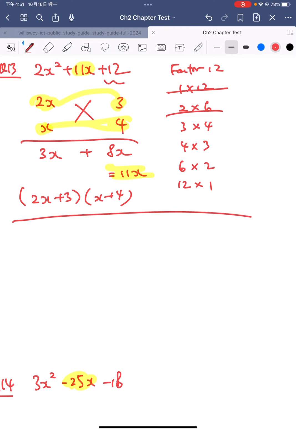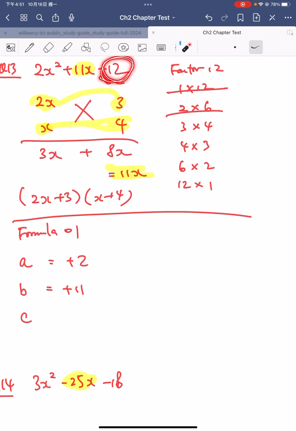So if you still remember, we can use the formula mode 0, 1. So they were asking about what is the meaning of A, what is B, and what is C. So A is actually the number in front of the x squared. So this time, it's going to be equal to positive 2. For the B, it's the number in front of the x. So this time it's actually equal to positive 11. And C means the constant, which is the number without attaching to any of the x or x squared. So this time, it's going to be equal to positive 12.